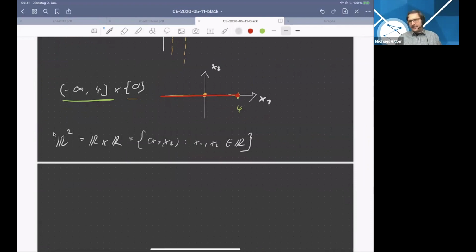Yeah, that's the usual plane. And of course, R3 is just the same, R times R times R, and so on. Okay, I hope that clarifies this. Fabian, any more questions?